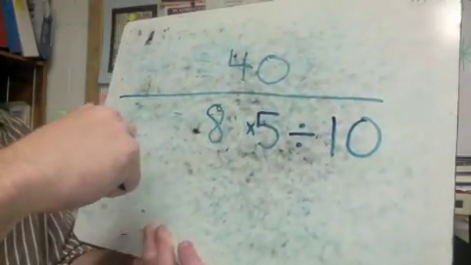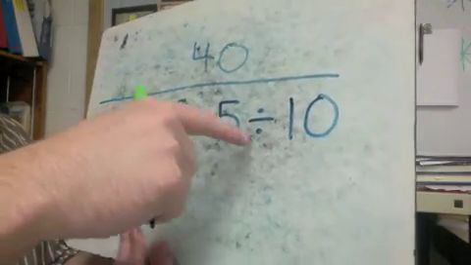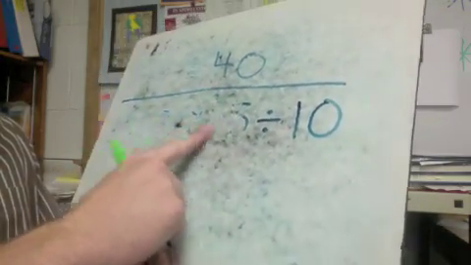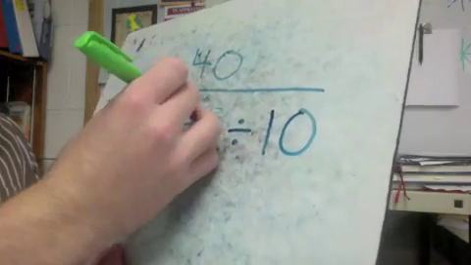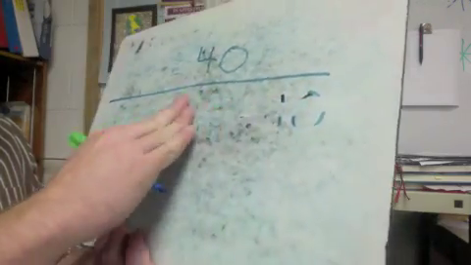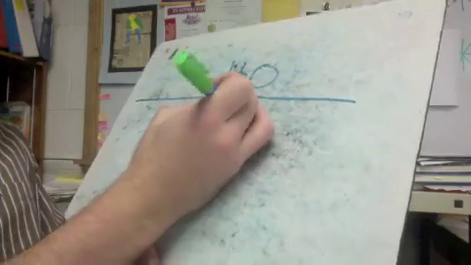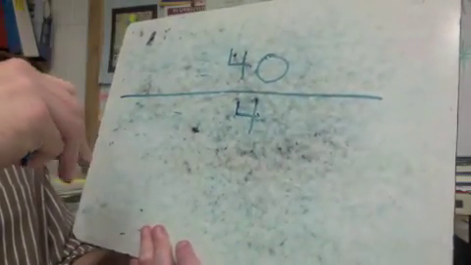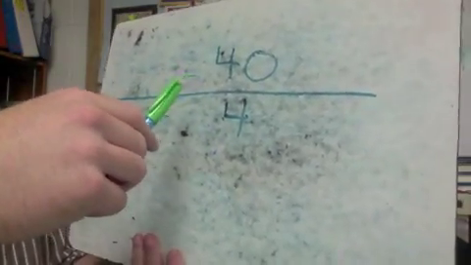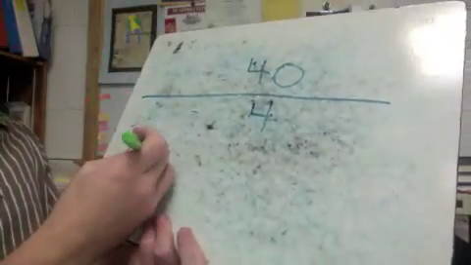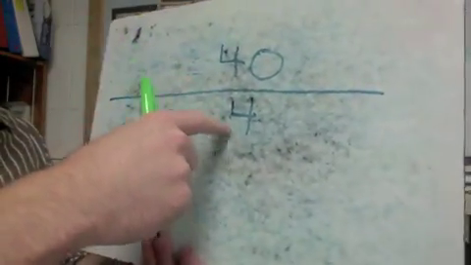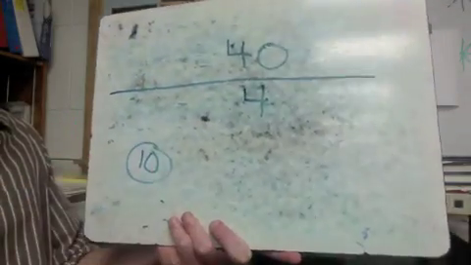Now let's simplify the bottom. All we have is multiplication and division from left to right. 8 times 5 is 40. And then 40 divided by 10 is 4. Now we have, depending on how you think about it, a fraction, 40 over 4, which we could change to a mixed number. 4 would go into 40 10 times. Or just think about it as a division problem. 40 divided by 4 is 10.